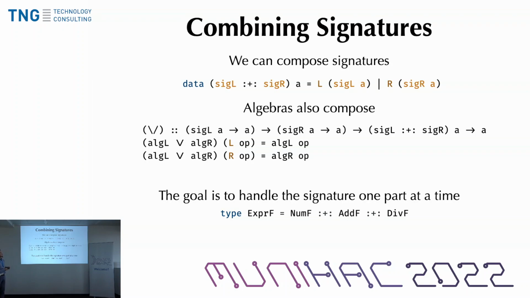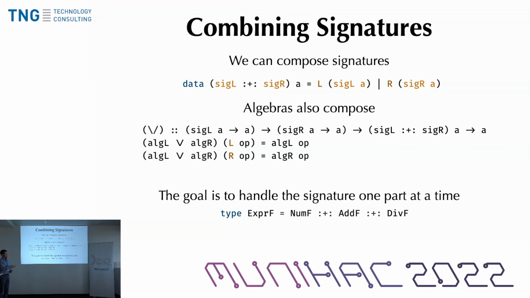But something we can do with these things is compose signatures. We can have a coproduct of signatures on the left and signatures on the right, and that basically says that in your syntax tree, the syntax belongs either to one world or to another. So you can have multiple bits of syntax coming together. And the point is that algebras also compose. If you know how to handle signatures on the left and on the right, then you can handle coproducts of these things. Our goal is to handle a signature like this one part at a time.